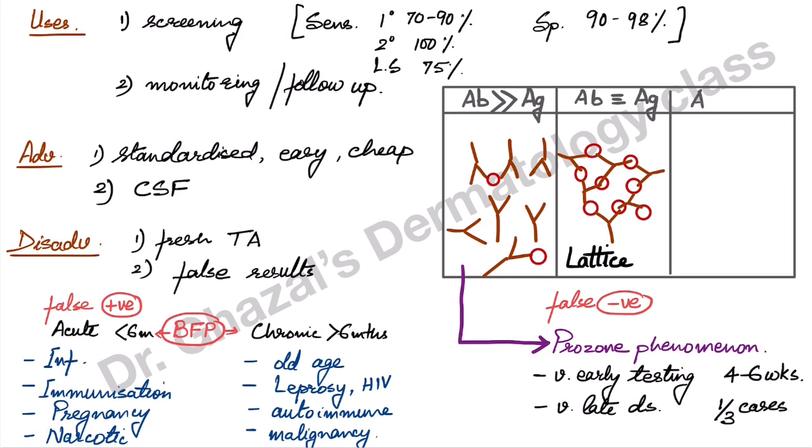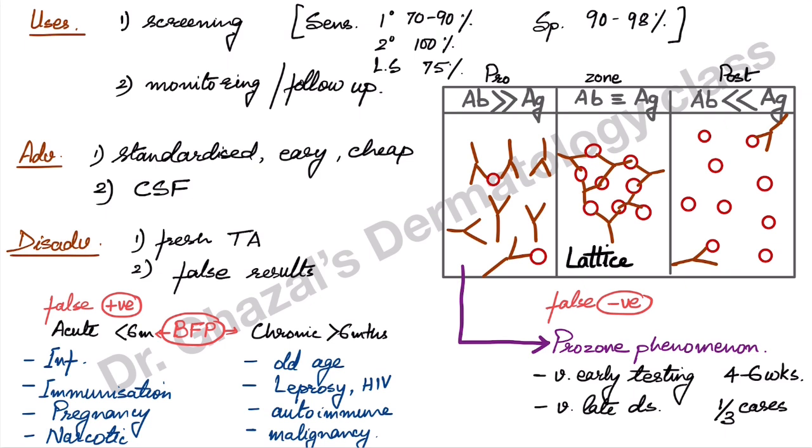Now, if the antigen is much in excess of the antibody, again there will be difficulty in lattice formation, and that is known as the postzone phenomenon. So when antibody and antigen are in equivalent numbers, that is the zone of equivalence. Before that, when the antibody is in excess, is the prozone, and after that, when the antigen is in excess, is the postzone phenomenon.